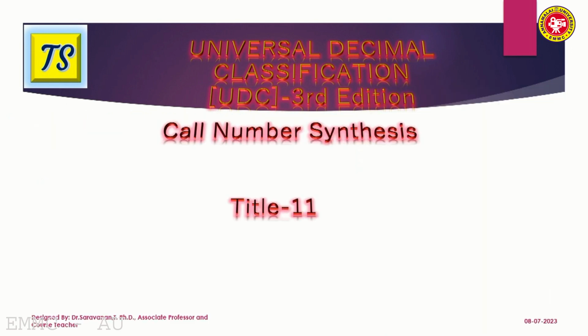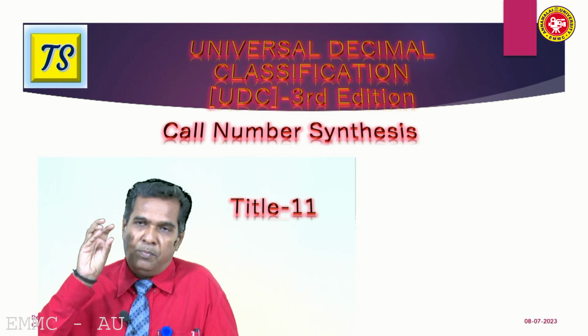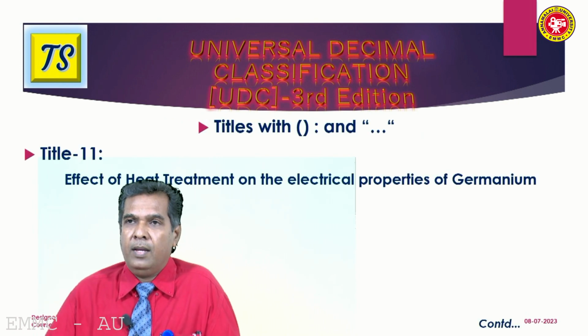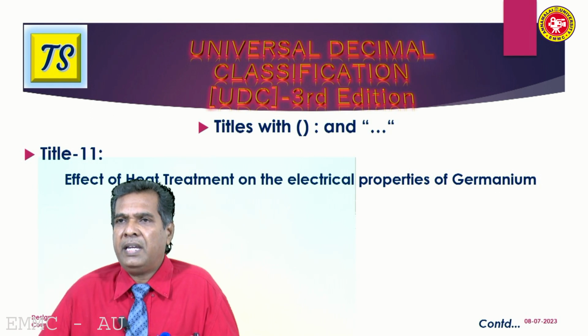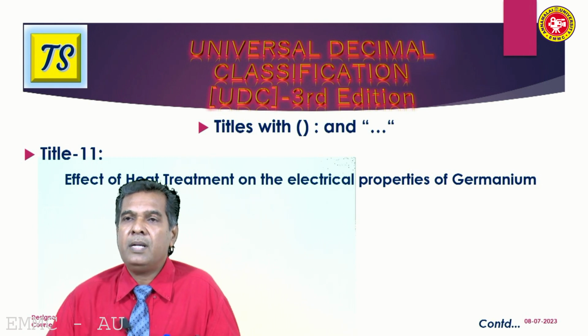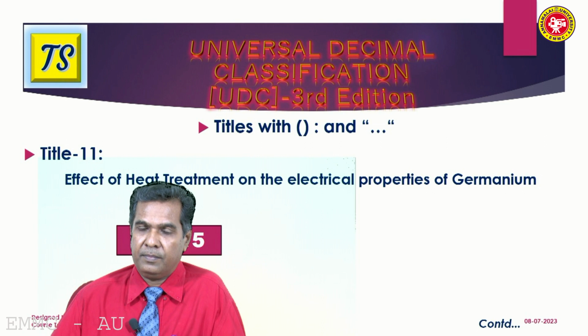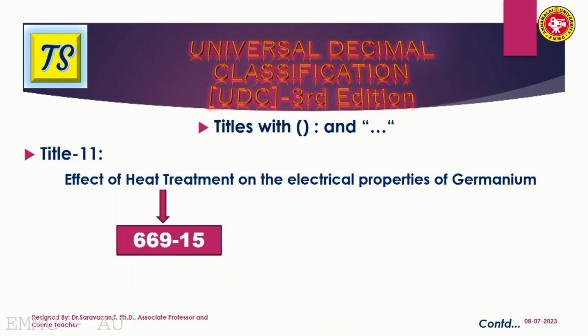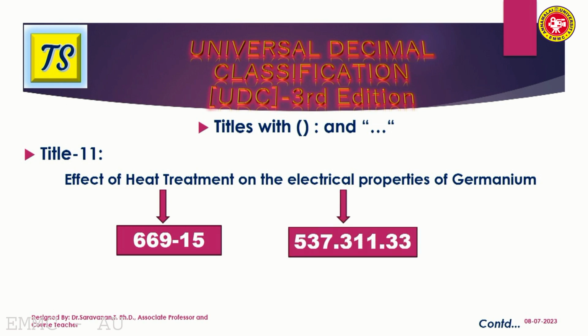And the year. The year needs to be transferred and put within double quotes. This is title 11, Effect of Heat Treatment on the Electrical Properties of Germanium. Just observe what numbers we have identified. The notation for heat treatment is 669-15. And the electrical properties number is 537.311.33. And the germanium number is 546.289.